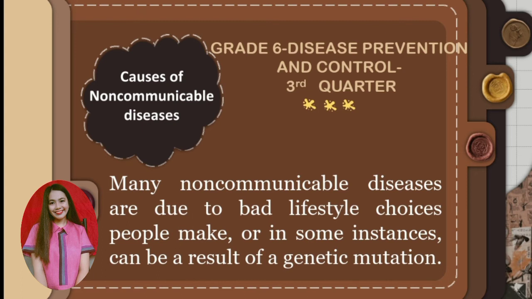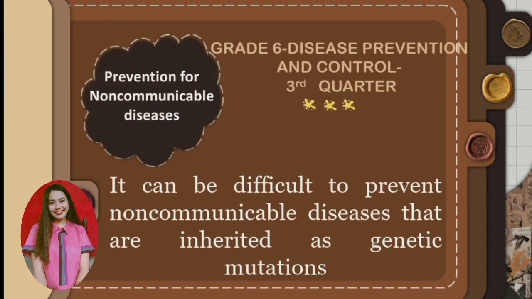Although most often pathogens are not important in causing non-communicable diseases, there are links in a few cases between viruses and certain cancers. What is the prevention? It can be difficult to prevent non-communicable diseases that are inherited as genetic mutations. However, many other illnesses are due more to lifestyle factors such as bad eating habits and lack of exercise.